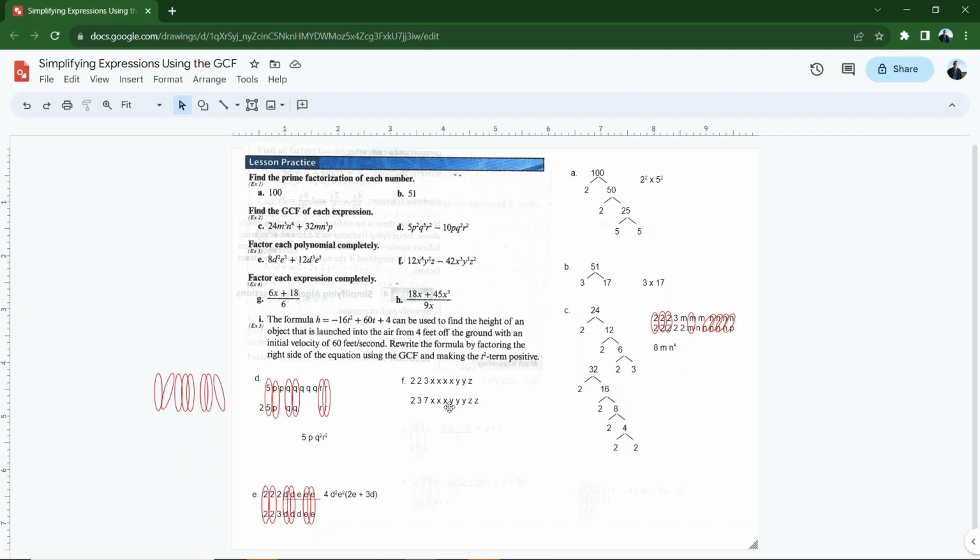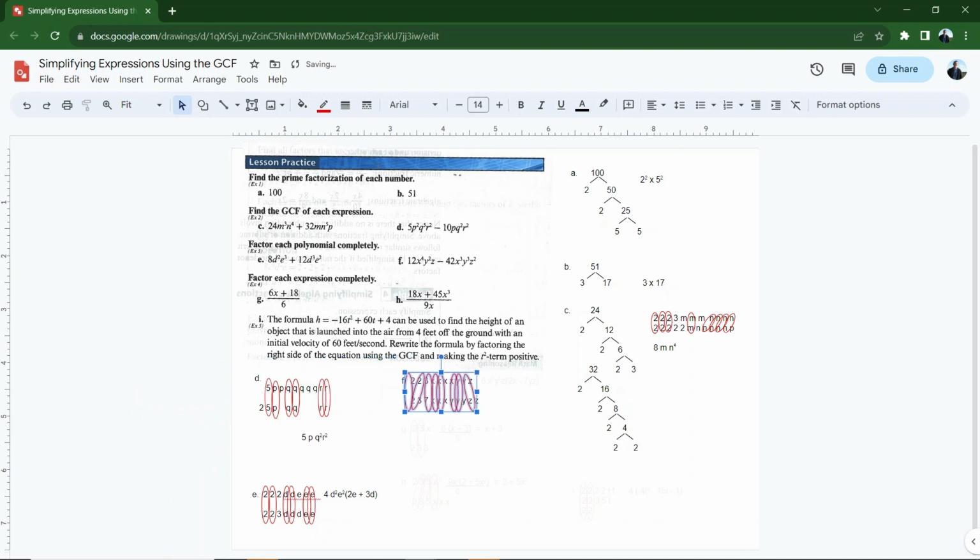Then x times x times x, y times y times y, z times z. And I've got it all laid out here. Now I'm going to circle things that are in common between the top and the bottom. Notice this one I didn't line up my like terms. It might have helped to do that. It might have made it a little easier. But you could also do it this way where you just circle things diagonally that are in common with each other. Okay, so 2 times 3 are the numbers that they have in common.